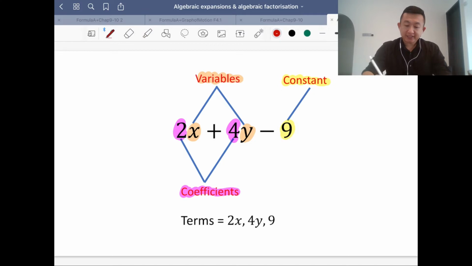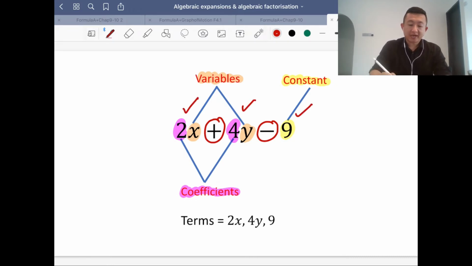And as you can see, these are the operators. So in between the operators, you have 1, 2, 3, and we call it a term. So there are 3 terms here: 2x, 4y, and 9. Terms are between the operators, remember.